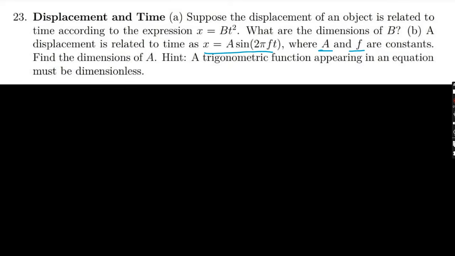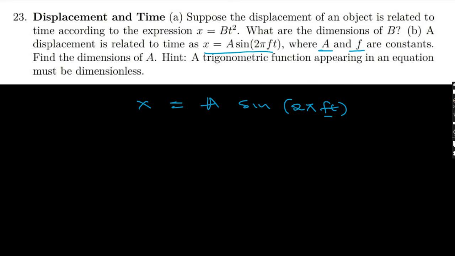A trigonometric function appearing in an equation must be dimensionless. This is what I want you to hear. So our formula is a sine 2 pi f t. What you need to know here, guys, is that we have been told f is dimensionless.